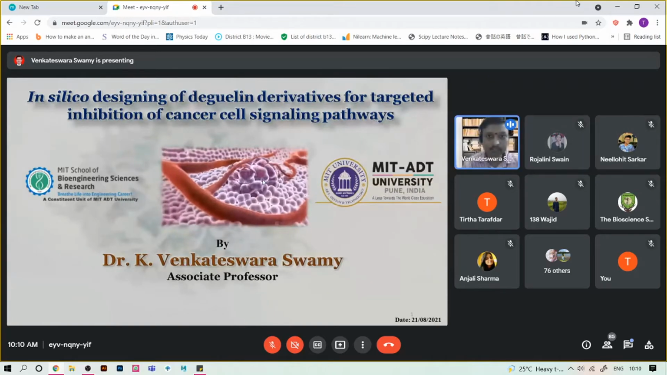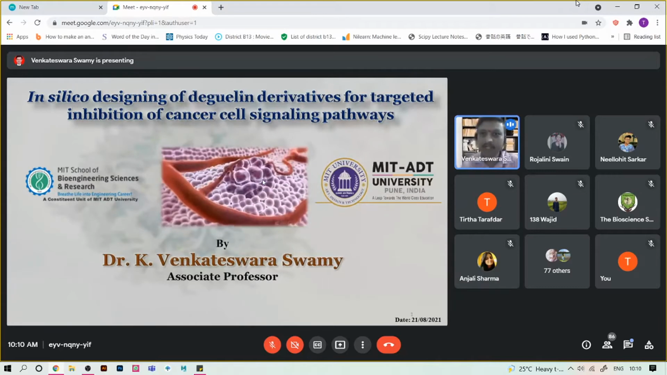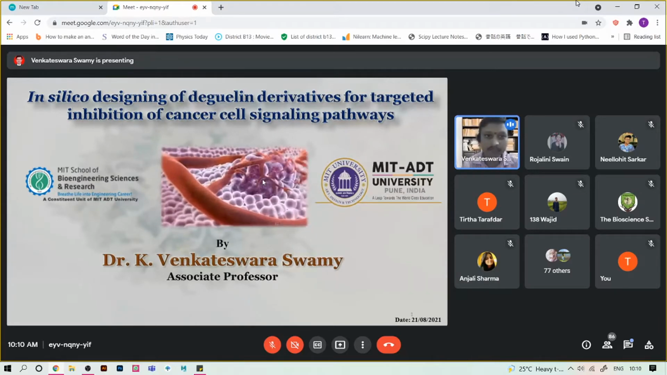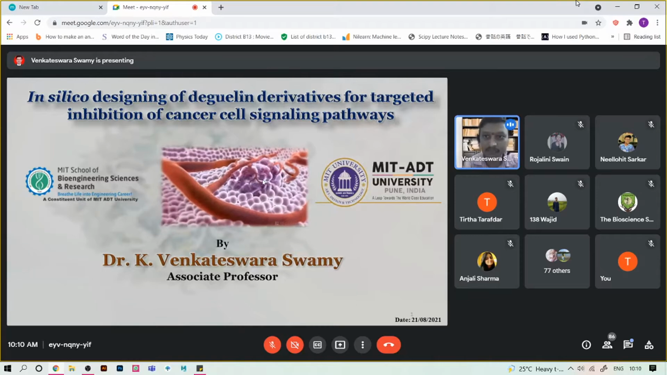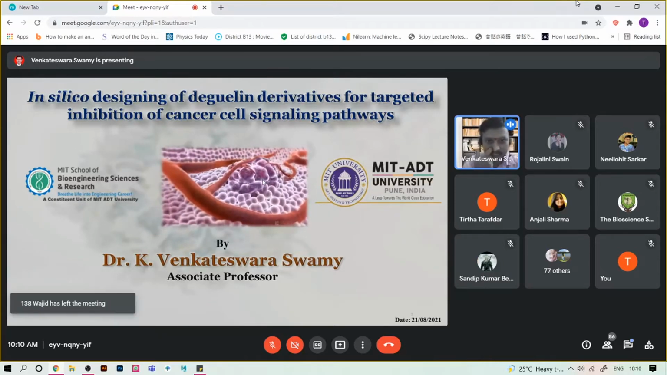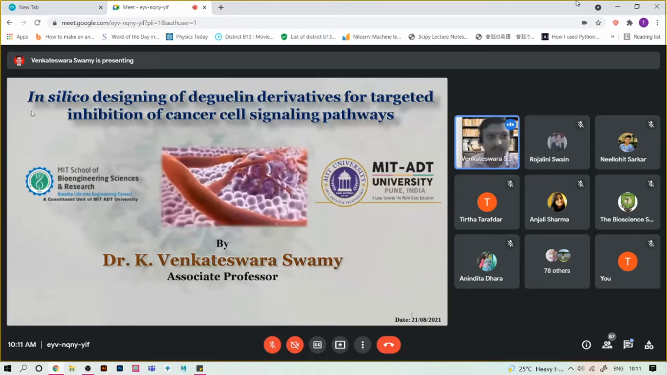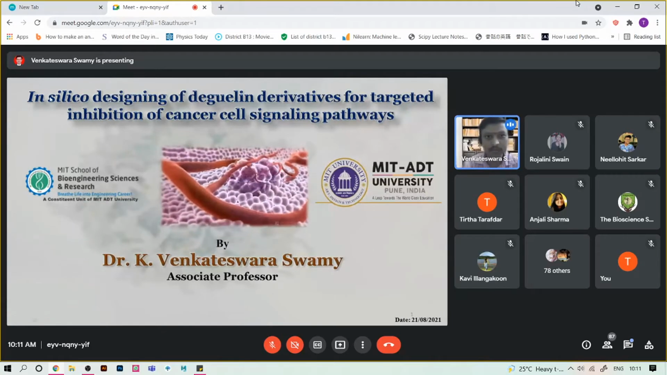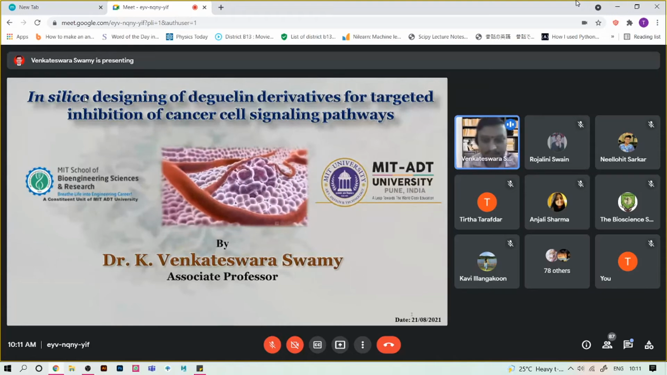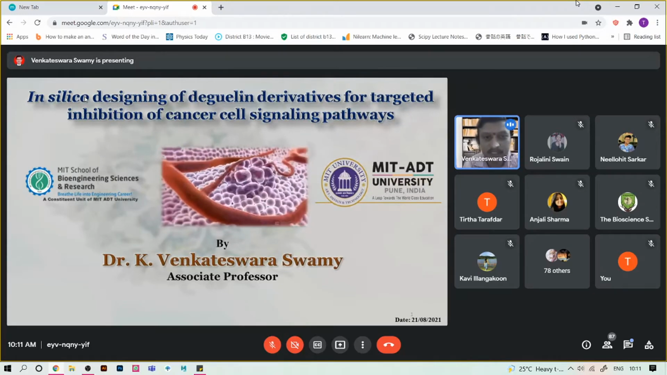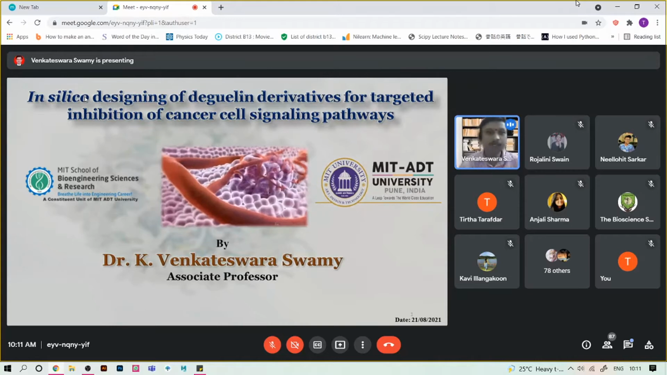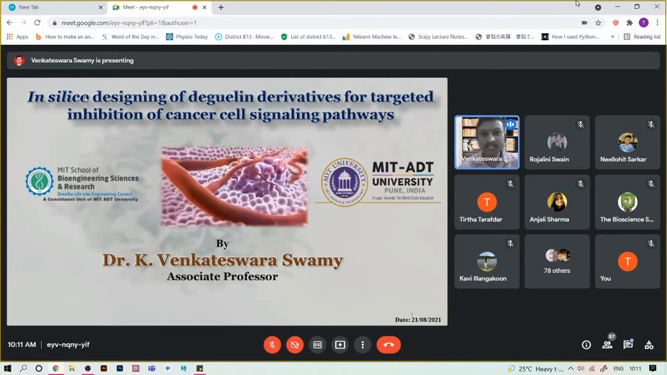So my research topic here is in silico designing of derivatives for targeted inhibition of cancer cell signaling pathways. The title is very big, but let me break it down. First, the word in silico means whatever is designed is computer based. We have taken the data from laboratory information, then designed some drugs, or I can say some compounds, which are very essential to treat cancer.